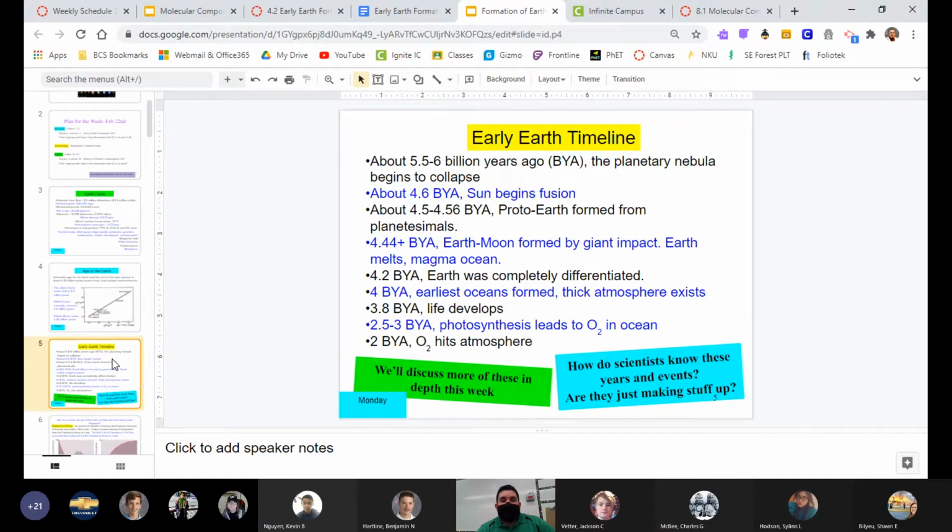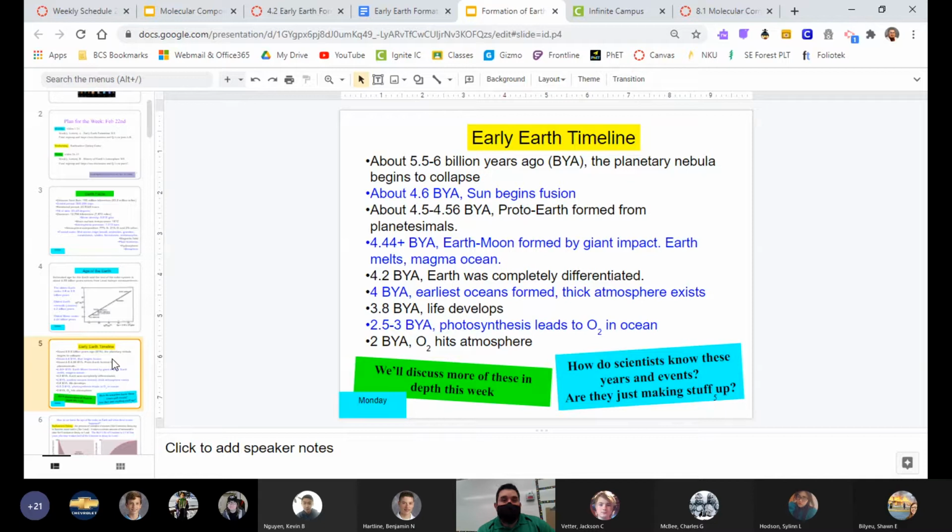Earth's early timeline. Again, we talked about how Earth was formed from a planetary nebula, from a star that went supernova. Gravity brought all that material together about 5 to 6 billion years ago. About 4.6 billion years ago, the sun began fusion, so we had a protostar, and a proto-Earth formed at about the same time. We do have the Earth-Moon impact, and we're going to talk a little more about that today, because that causes Earth to melt. Earth was solidifying, but then it collided, and that impact was really bad for Earth.